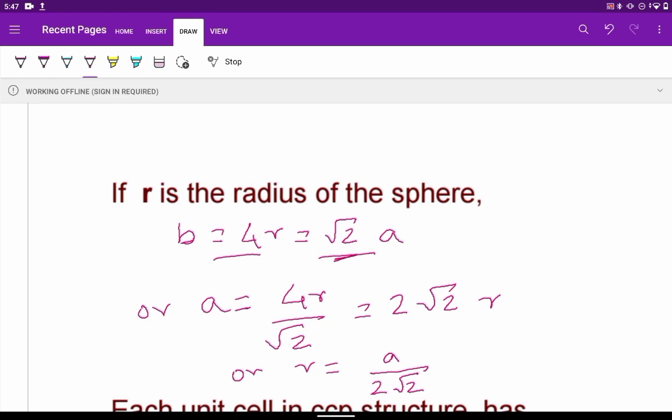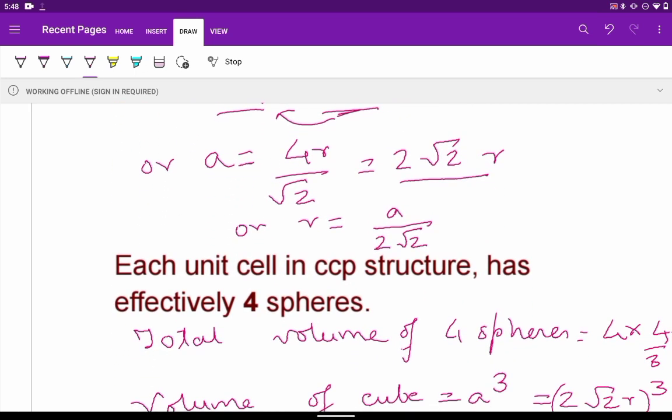We just shift root 2 to the other side. So a is equal to 4r by root 2. On calculating we get it as 2 root 2 r. So a is equal to 2 root 2 r, and r will be equal to a by 2 root 2. Each unit cell in the CCP structure has 4 spheres.